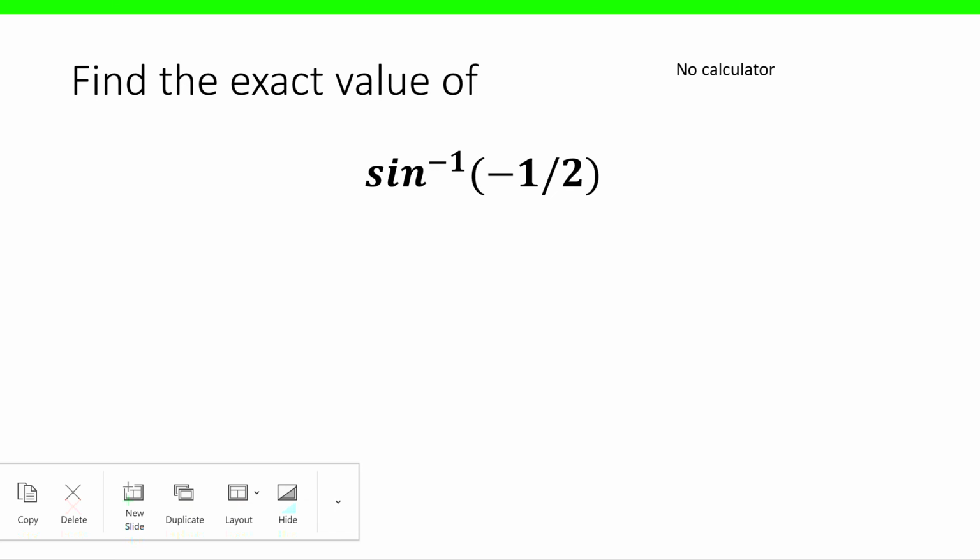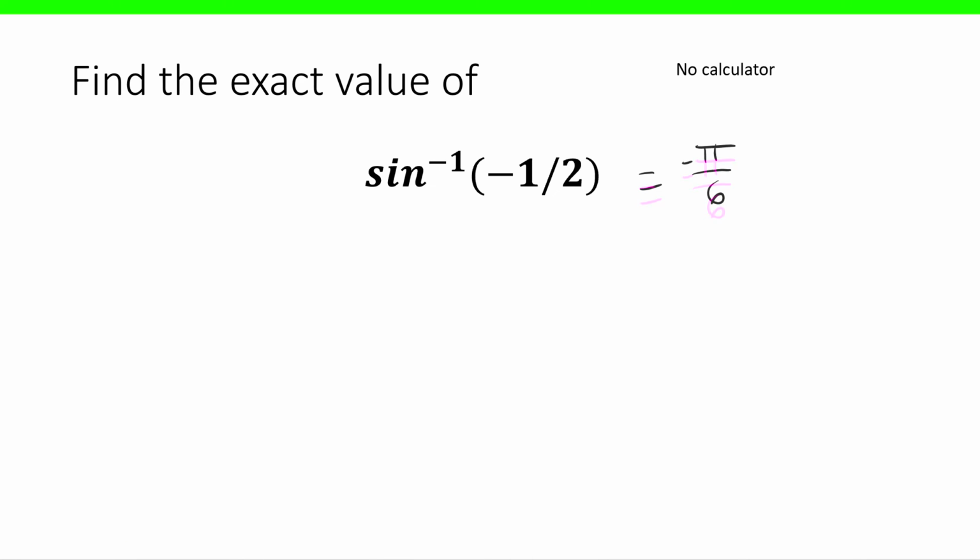Sine of what angle gives me negative 1/2? You should know right away this is going to be negative pi over 6. That is not the same thing as 11 pi over 6. I know that's the same angle, but your calculator will not give you 11 pi over 6, because 11 pi over 6 is not part of the range of the inverse sine function, just like it's not part of the domain of the normal sine function when we restrict it to get the inverse sine function. Okay, so this is negative pi over 6. And why is it not 7 pi over 6 or 11 pi over 6? Again, only one thing can come out.